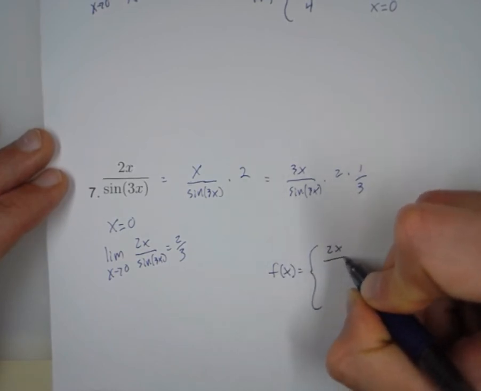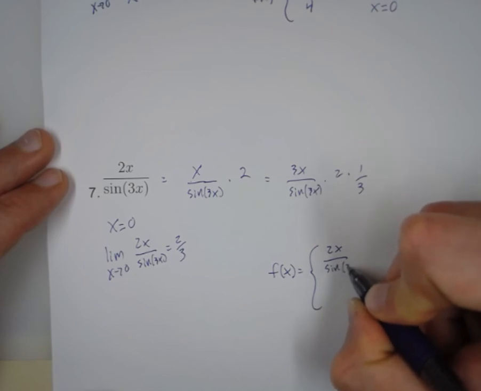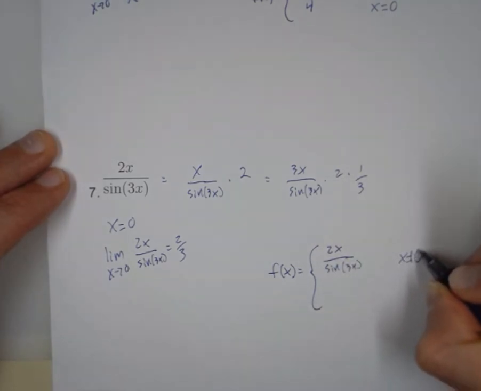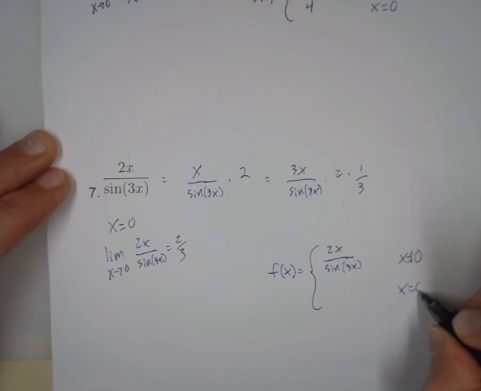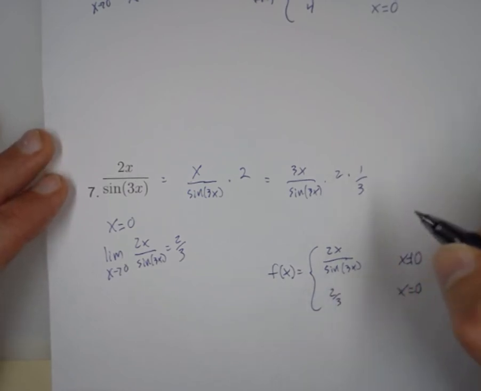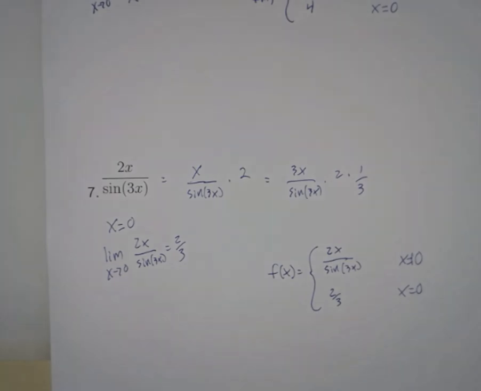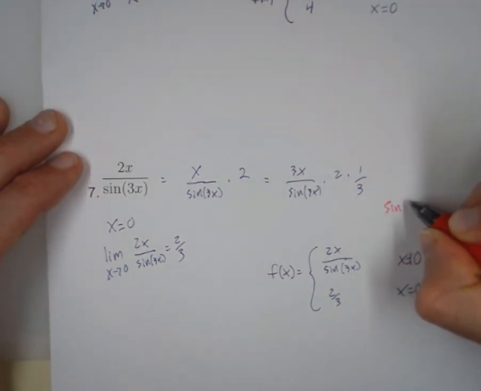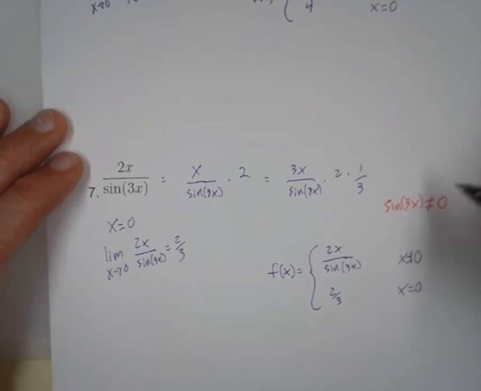So when I write this, we have 2x over sine of 3x when x does not equal 0. When x does equal 0, it is 2/3. Now, one last thing to notice is that sine of 3x is in the denominator. So that means sine of 3x cannot equal 0.